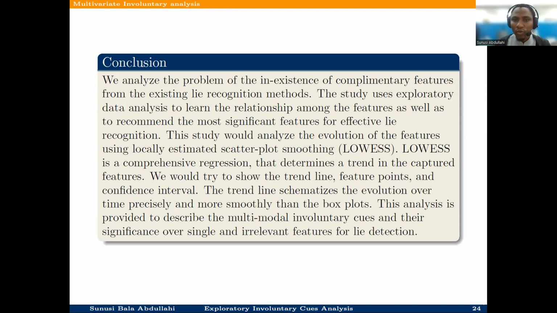In this study, we also tried to analyze the evolution of features, though this is not carried out in this research. In the future, we are going to use locally estimated weighted scatterplot smoothing. It is a comprehensive regression technique which tries to give a trend in the captured features. We will also show the trend line, the feature points, and the confidence interval for each feature and its data points. The trend will give lines which schematize the evolution over time more precisely and more smoothly than the existing box plot we utilized.